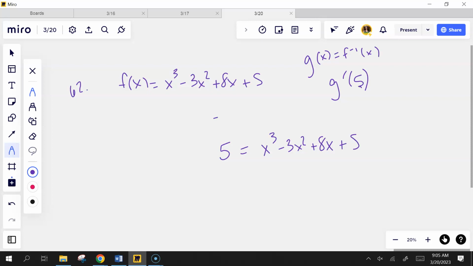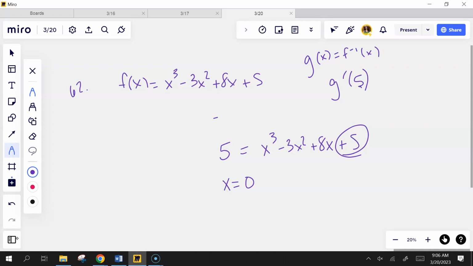I need to know where this is equal to 5, right? And this is an easy one to look at and go, okay, well, what would you have to plug in for x to get that to equal 5? 0, right? That's the only way because of this little y-intercept down here. So really what I'm looking at is when x is 0. Because remember, inverses mean I'm switching x and y, right?